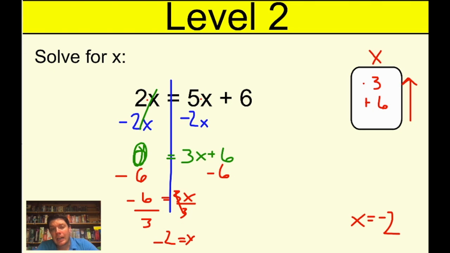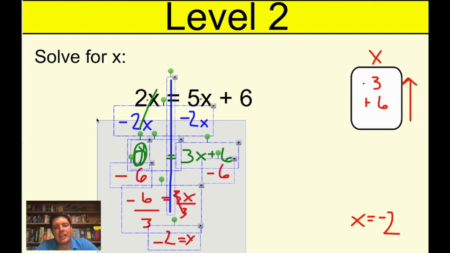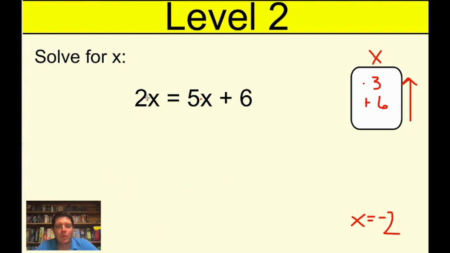So in a way, I kind of checked my answer by doing it in a different way and getting the same answer. But let's check it the formal way. I'm going to substitute a negative 2 in for those x's. So I'm going to have 2 times negative 2 on this side equals 5 times negative 2 plus 6.